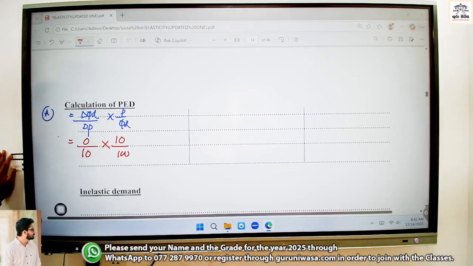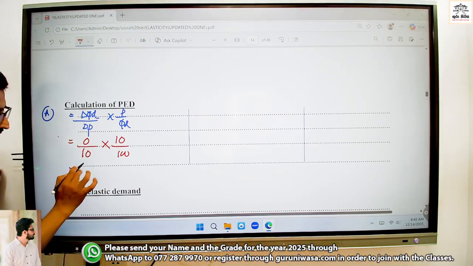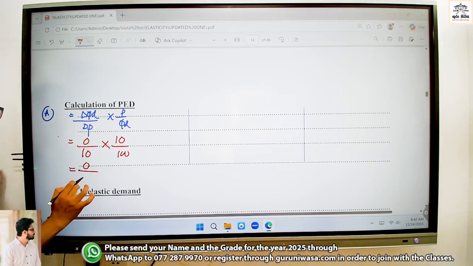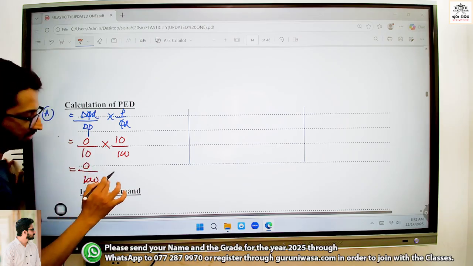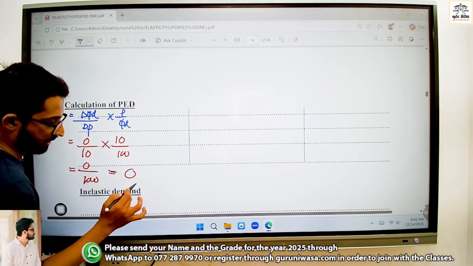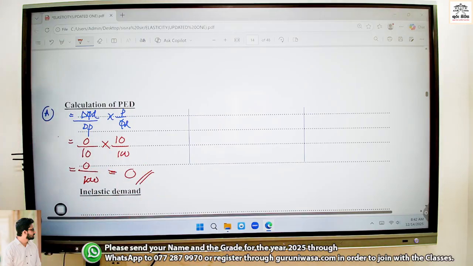Can you tell me the answer? 0 into 10. How much? Don't say 10, children, it's 0. Divided by 10 into 100, that's 1000. Whatever value is there doesn't matter, children. If the numerator is 0, the answer is 0. Right, children?